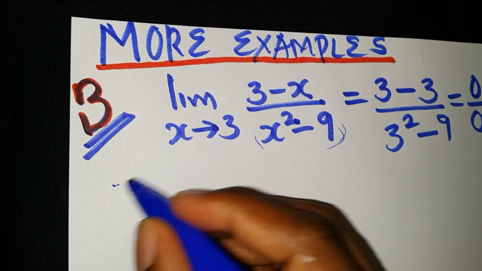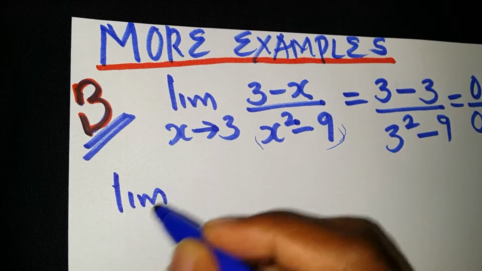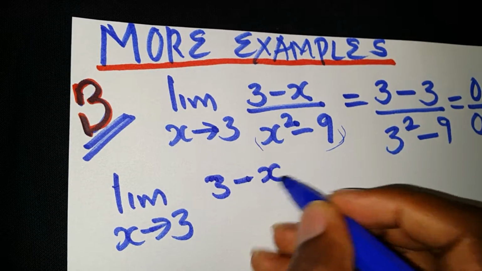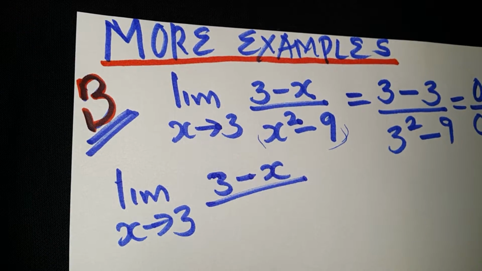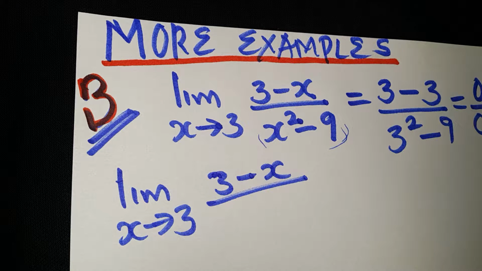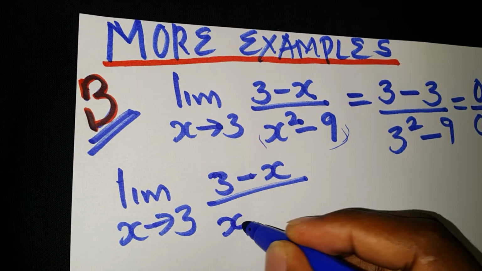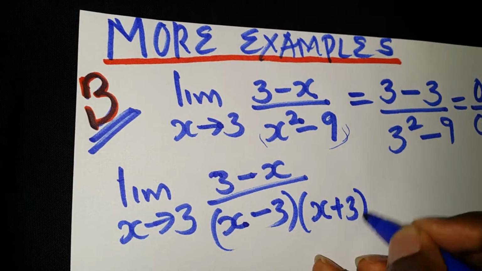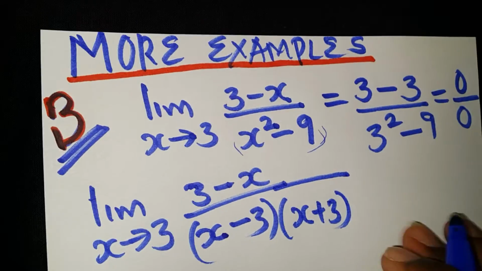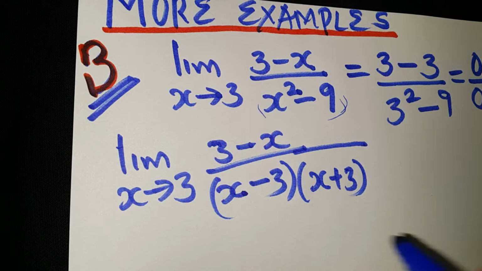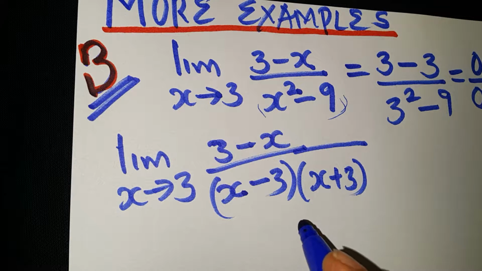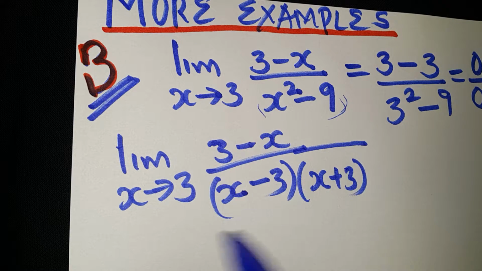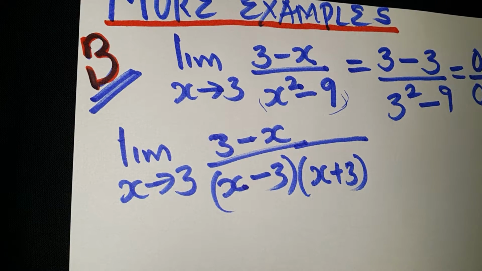We now have the limit when x tends to 3 of (3 minus x) divided by (x minus 3)(x plus 3). So this is what we have. In the previous video I checked to be sure that this is actually the expansion of this function, sorry. So let's check again.